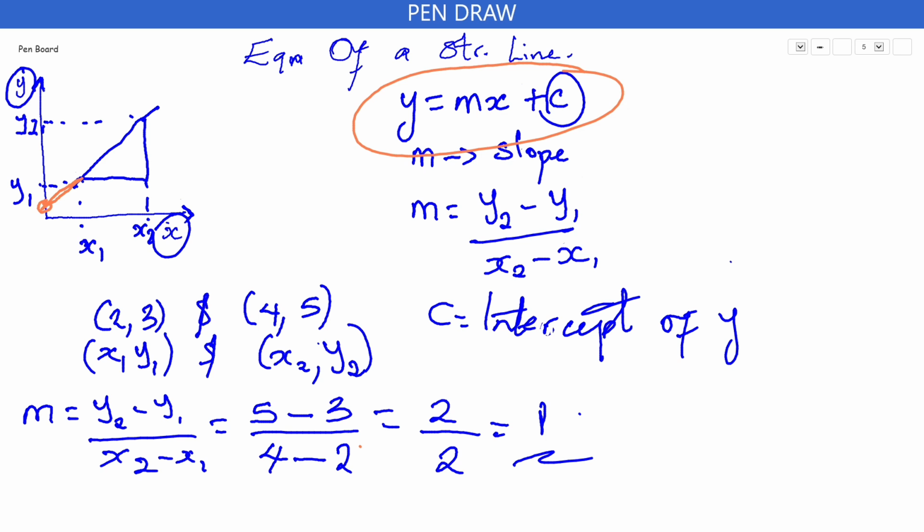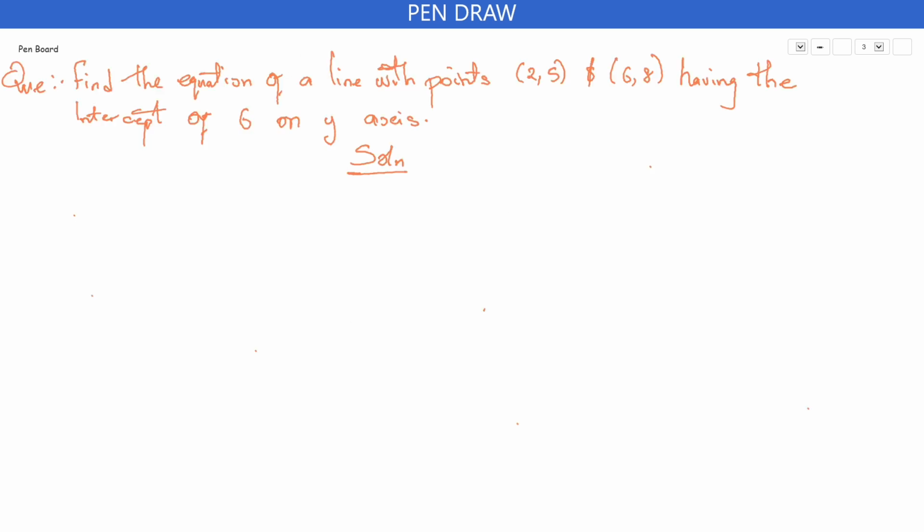So what we are going to be checking out now is how we can get the equation of a straight line using this particular formula. So let's look at the next point. Okay, so now let's move on.